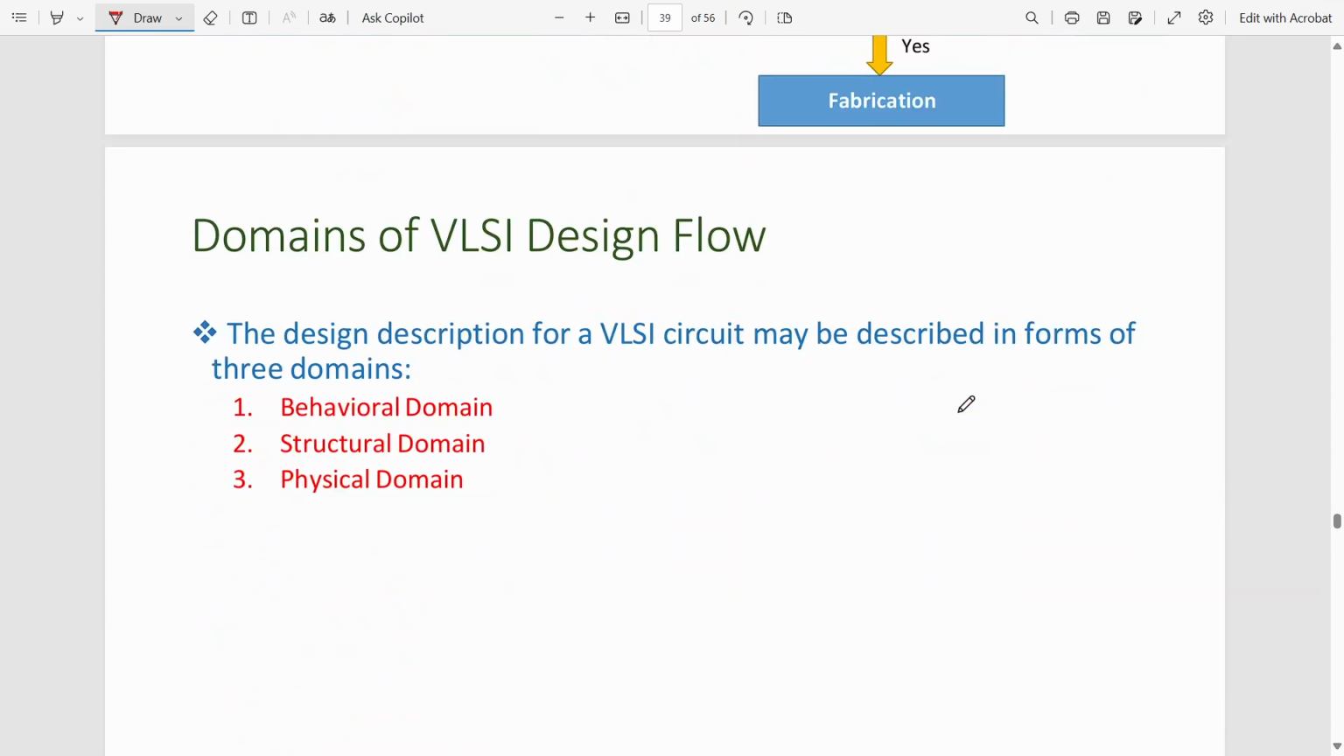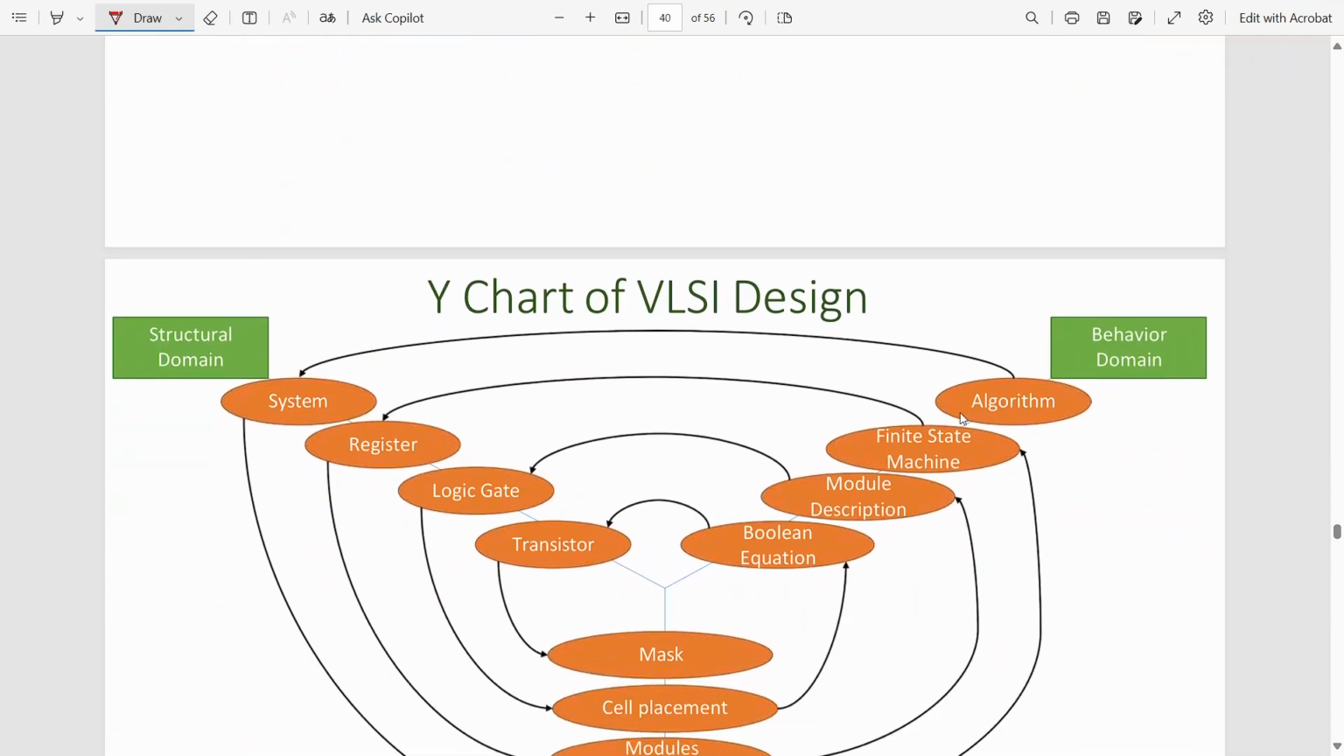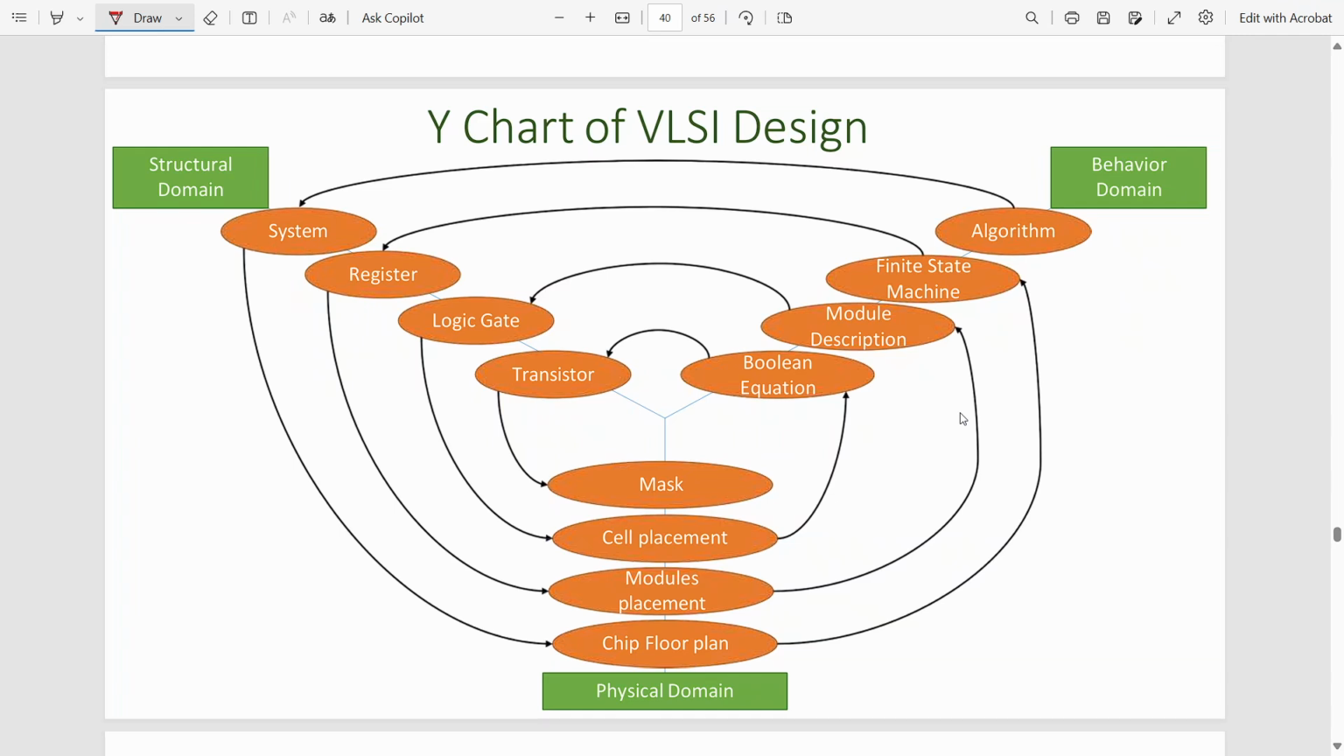Basically, the domains in VLSI: there are three domains, the behavioral domain, the structural domain and the physical domain. Behavioral domain shows the behavior of the circuit, then the structure of the circuit, and then the physical domain. If you see the VLSI Y chart, first it starts from the algorithm in the behavioral domain, so you need to write the algorithm.